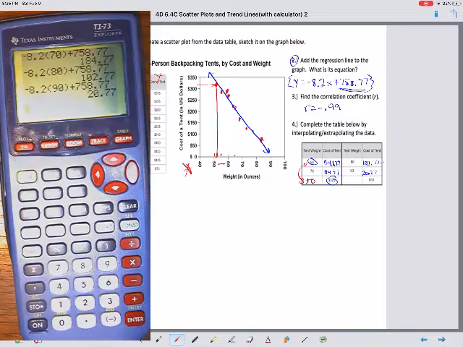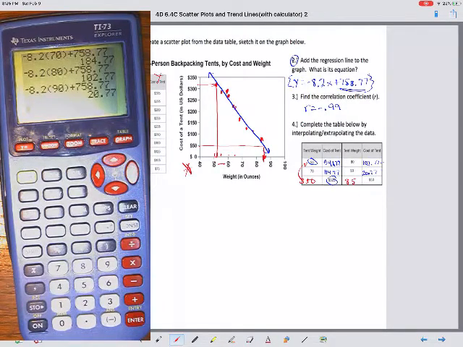And then what about when the tent is worth $50? Well, $50 here. Then we're at about 85 for the weight. Between 80 and 90, though. So that's how we do it.